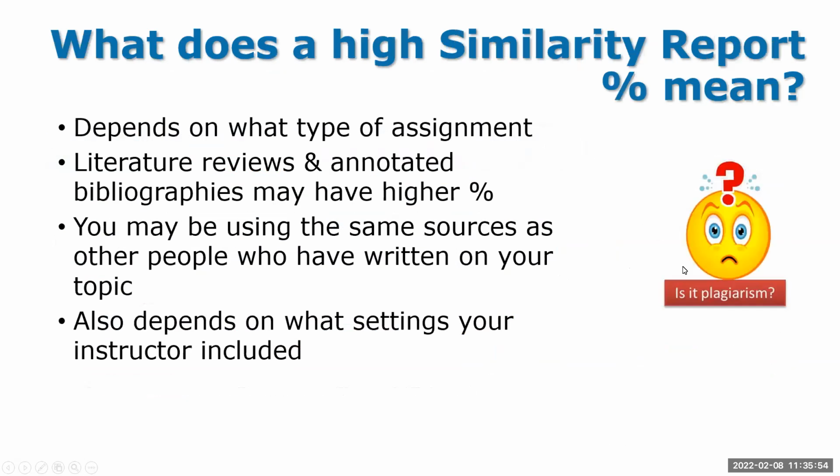But first of all, we're going to talk about high numbers. I talked about this a little bit already. It all depends on the type of assignment. If you're doing a literature review or an annotated bibliography, they may have higher percentage matches just because you have a lot of text that you have to include in things like that. But some of those you just might have left something off. You may be using the same sources as other people who have written on your topic. Talked about that before too.